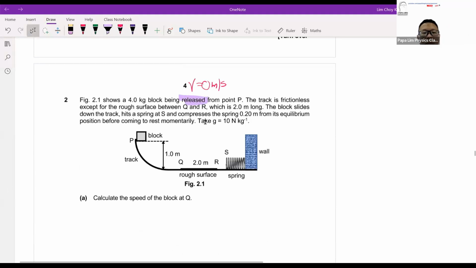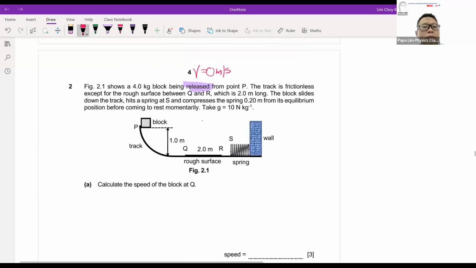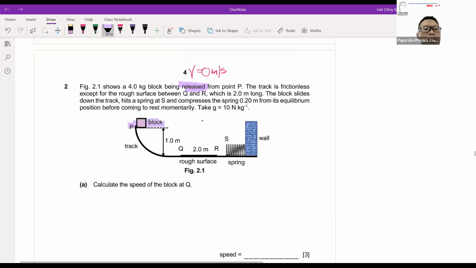Now, for energy questions, I always like to look at location by location. For location P, the energy that we are talking about is the potential energy. So there's only potential energy here at the beginning. After a drop, it goes through the track and eventually lands at point Q, just before entering the rough surface. At point Q, since it's at the lowest point, the energy we are looking at is only kinetic energy. So all the energy will already be transferred.